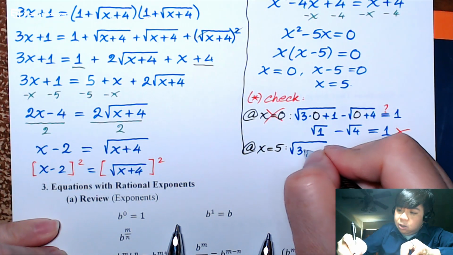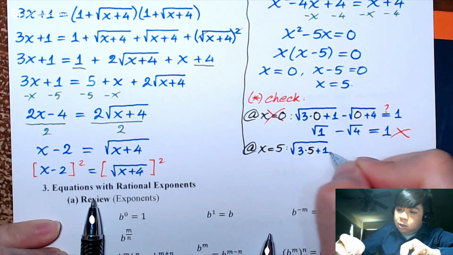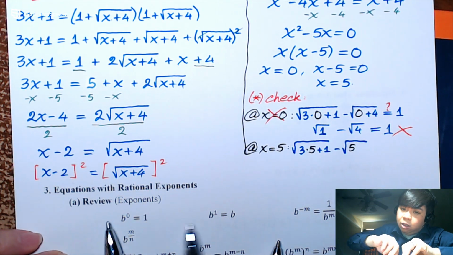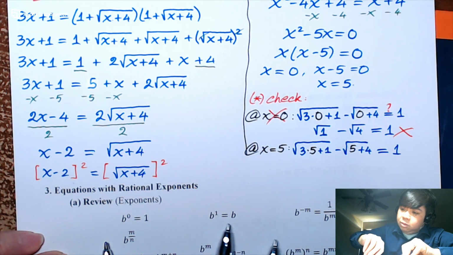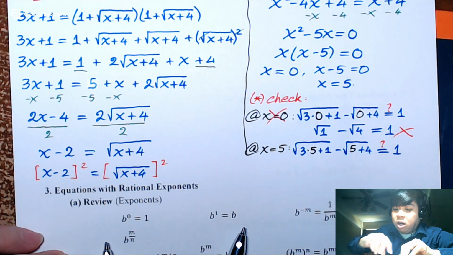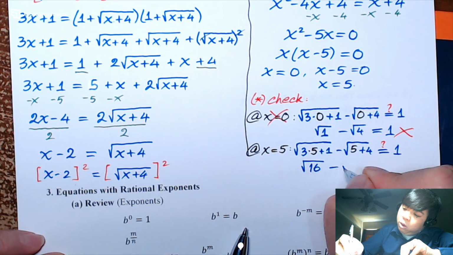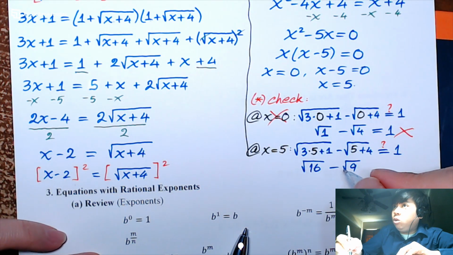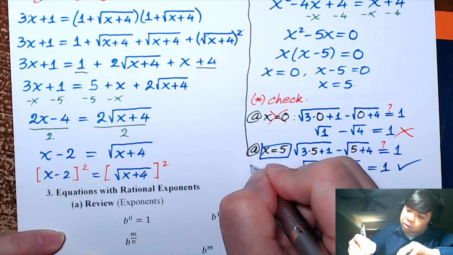Now we check x equal to 5. Five in for x: 3 times 5 plus 1, minus square root of 5 plus 4, is that equal to 1? 3 times 5 is 15 plus 1 is 16. Square root of 16 is 4. And this is square root of 9, and the square root of 9 is 3. 4 minus 3 is equal to 1. So yes. So the solution is 5.